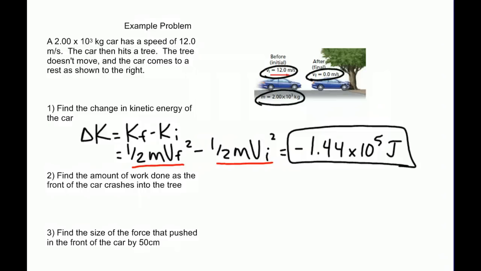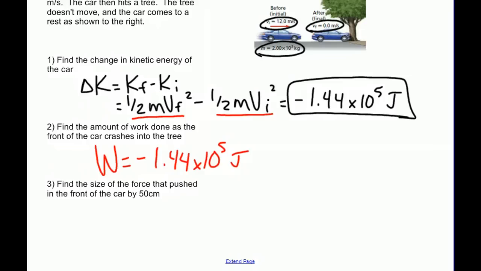And so if this is how much our change in kinetic energy is, and we didn't change our energy gravitationally, our work done is equal to negative 1.44 times 10 to the 5th joules. And so then we've got this final question of finding the size of the force that pushed in the front of the car by 50 centimeters.